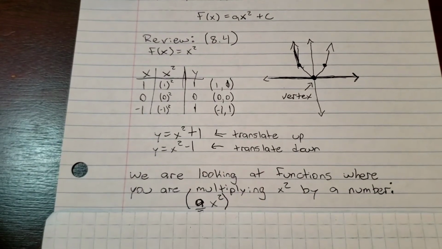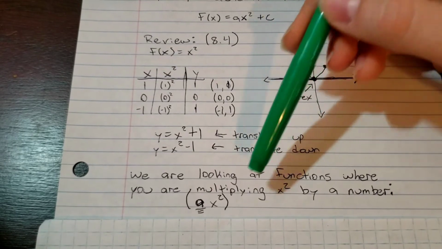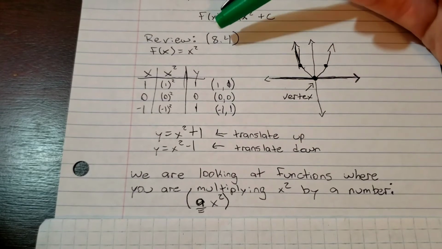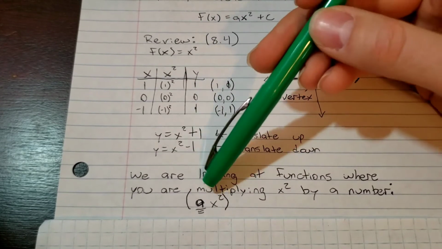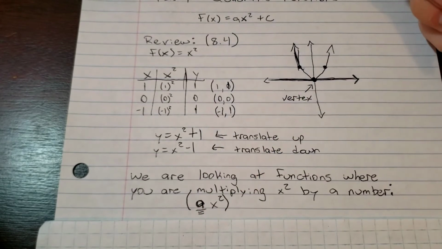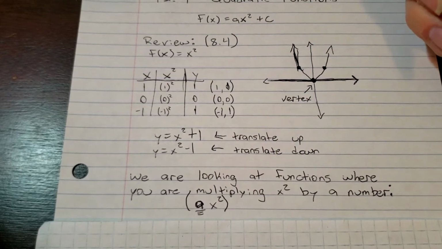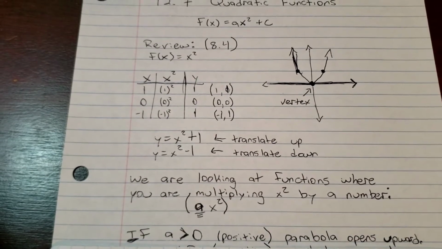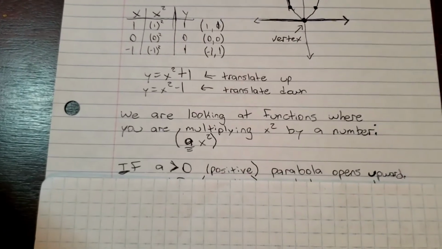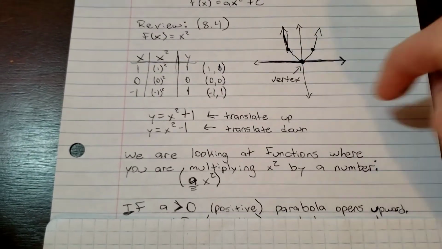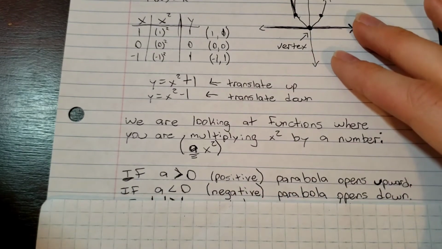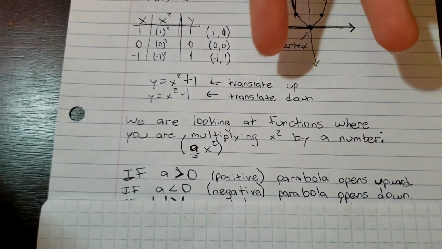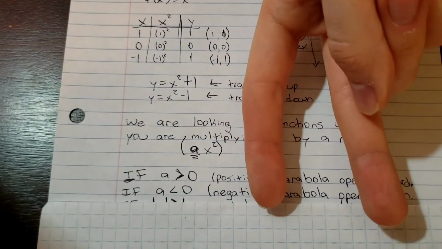Now, we're going to start talking about functions where you're multiplying our x squared by a number a that isn't +1. So we're looking at this coefficient and how our coefficient adjusts the function. So if a is greater than 0, our parabola will open upward like this. But if a is negative, it will be flipped and open downward. So it's going to look something like that.